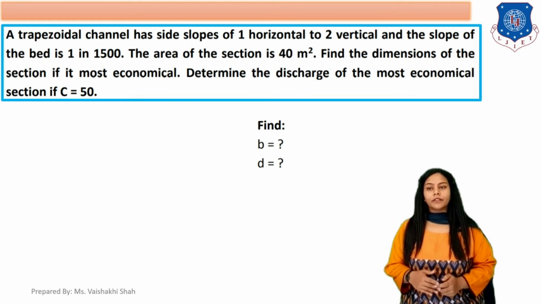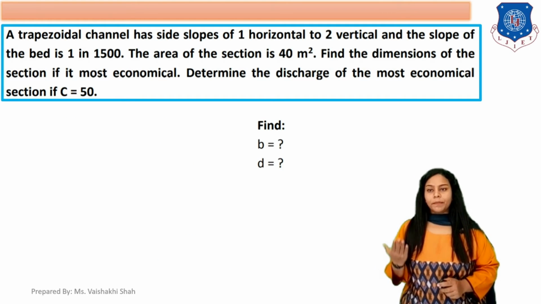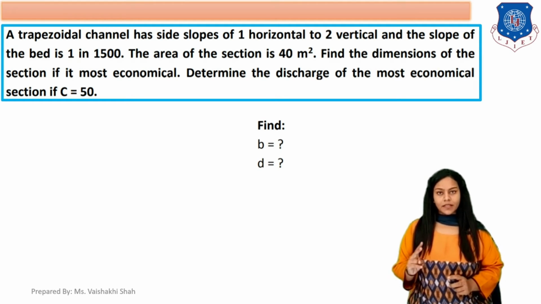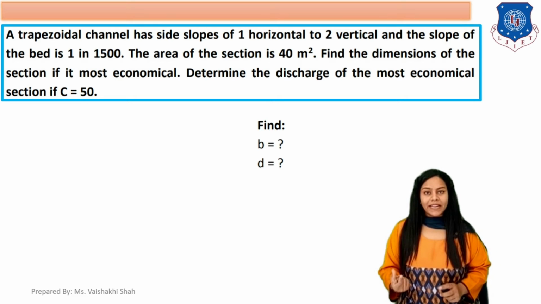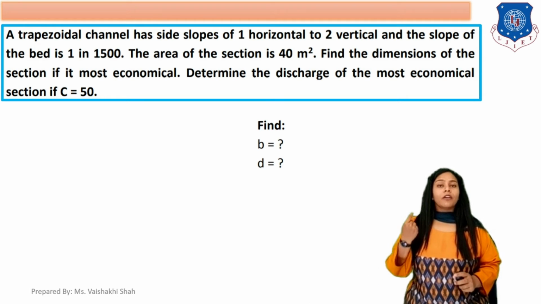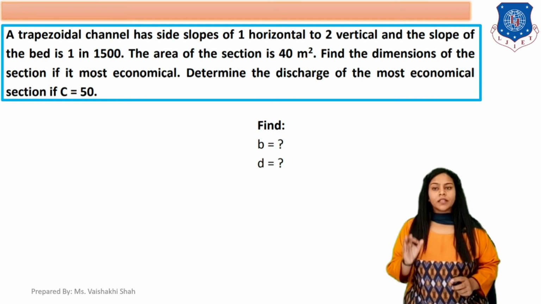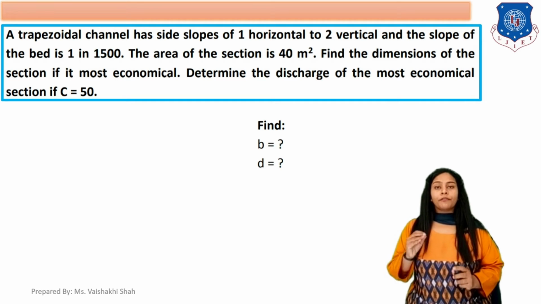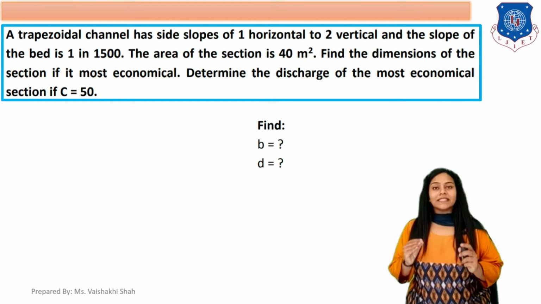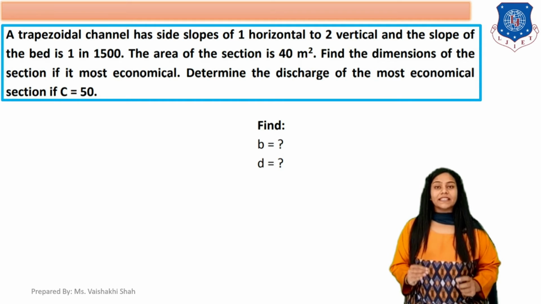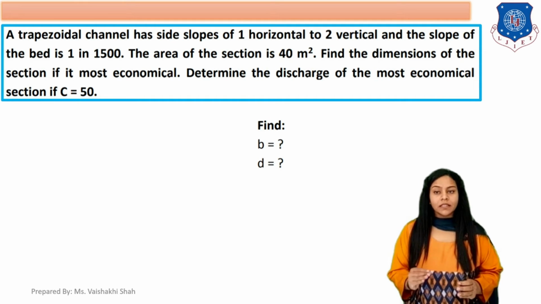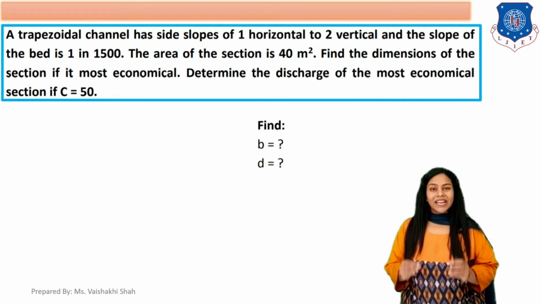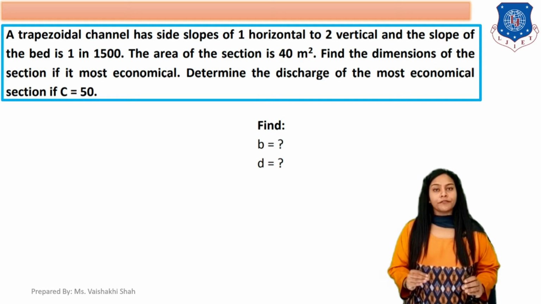Now moving to our next example. A trapezoidal channel of side slope 1 horizontal to 2 vertical and slope of bed 1 in 1500. The area of the section is 40 meters square. Find the dimensions of this section if it is most economical. Determine the discharge of the most economical section if C equals 50.